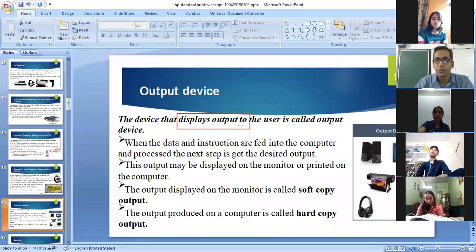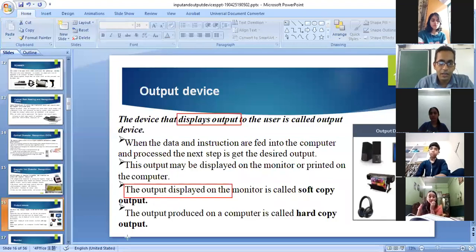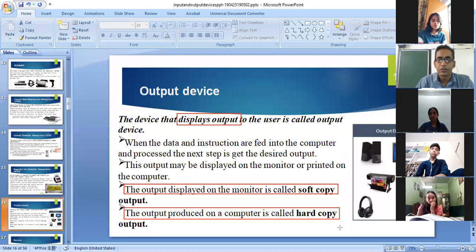It is written in the simplest of the language. The output is displayed on the monitor in the form of soft copy, and the output can be printed through a printer as a hard copy.